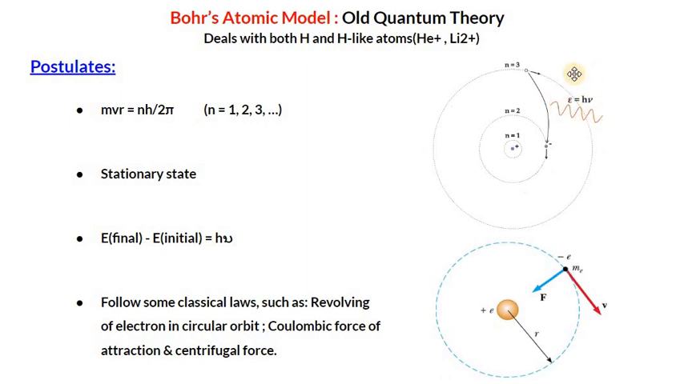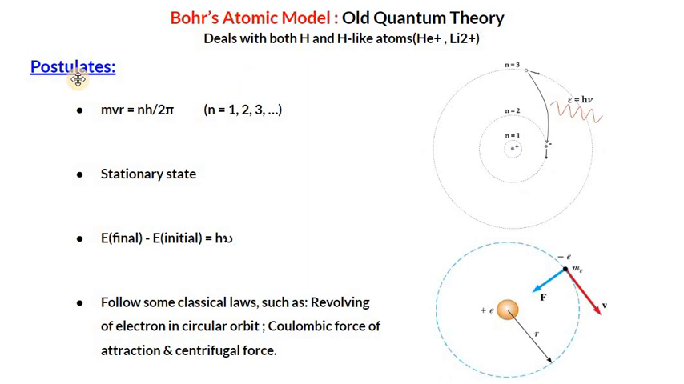When you want to calculate the energy difference, you need to subtract the lower energy value from the higher energy value. That means you need to subtract the n equals 2 energy value from the n equals 3 energy value.